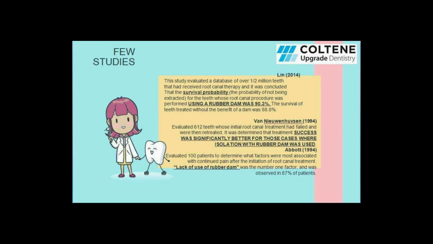used. Wayne Neuhuisen in 1994 evaluated 612 teeth whose initial root canal treatment had failed and were retreated, and the success rate was significantly better for those cases where isolation with rubber dam was used. Abbott in 1994 evaluated 100 patients to determine what factors were most associated with continued pain after the initiation of root canal treatment, and lack of use of rubber dam was the number one factor.